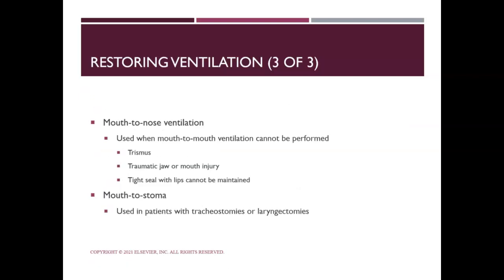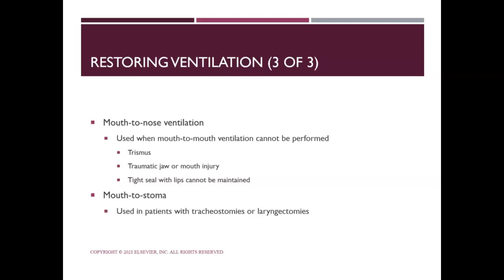If you cannot do mouth to mouth because of things like trismus, which is when your jaws are really tight and you have a hard time getting them open, traumatic jaw injuries or mouth injuries, or you can't form a tight seal around their face with your lips, you could do mouth to nose, where you hold the mouth closed and put your mouth over their nose and try to breathe through their nose.